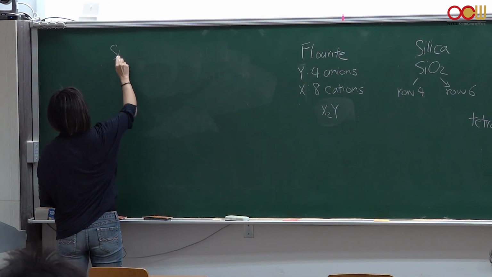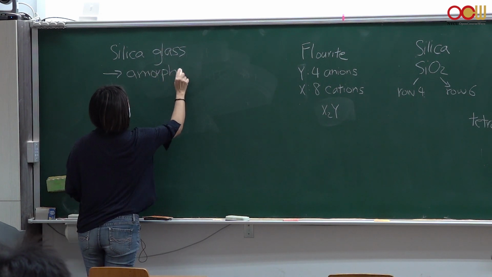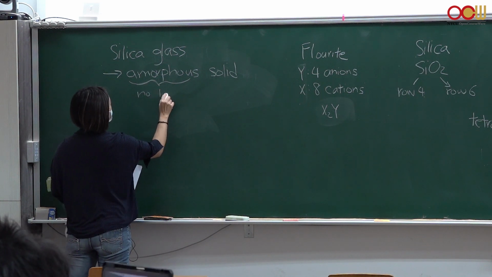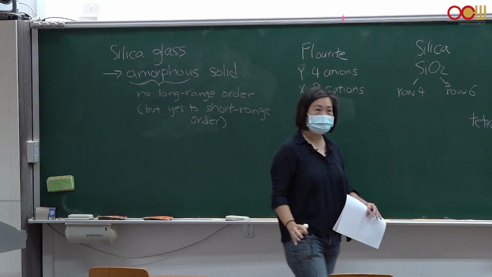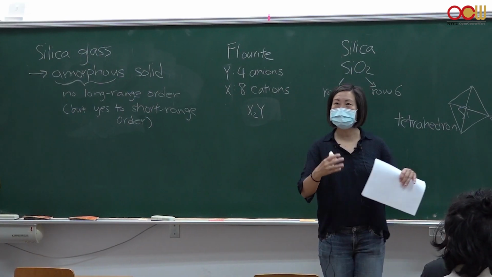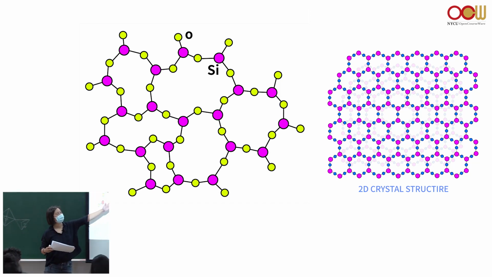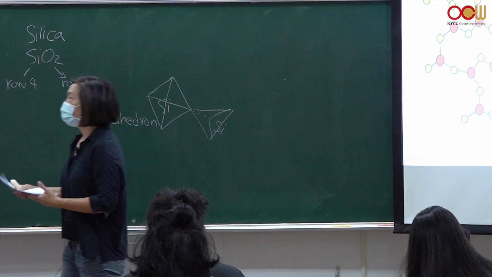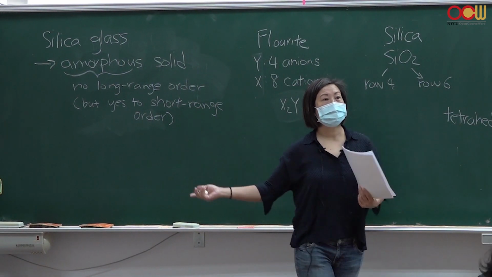So that's glass, an amorphous solid. Amorphous means no long-range order. There is order in glass because every silicon forms a tetrahedron. But in terms of long-range order, if you look at it over 100 molecules, it's going to look random. And so anything that doesn't have a long-range order is called amorphous.